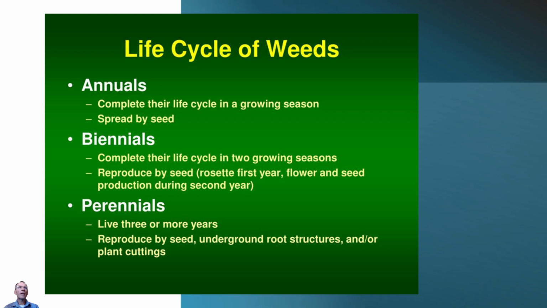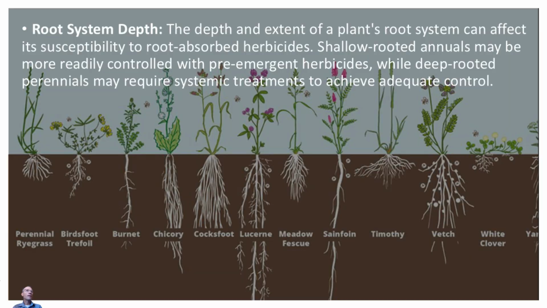Let's talk about the life cycle of weeds. We're going to have three different types. We're going to have annuals, biennials, and perennials. With annuals, they complete their life cycle in a growing season, and they are spread by seed. Biennials complete their life cycle in 2 growing seasons, reproduce by seed, rosette first year, flower and seed production during the second year, and finally perennials live 3 or more years, reproduce by seed, underground root structures, and/or plant cuttings. Something else we need to think about is root system depth.